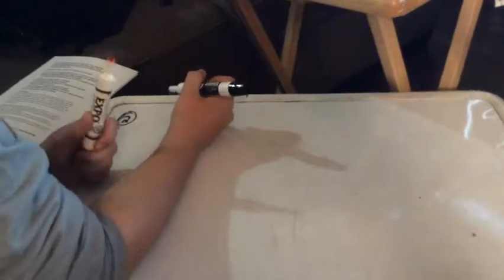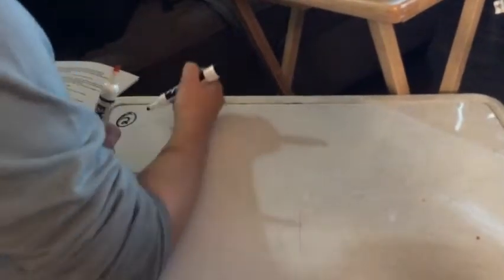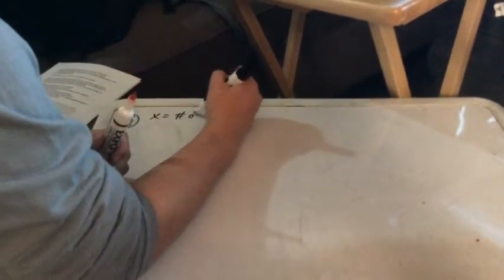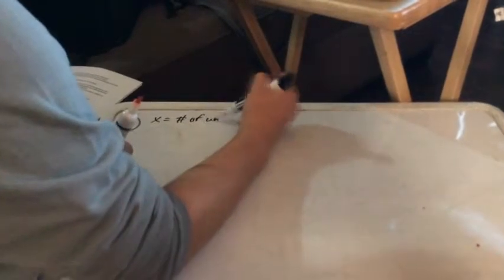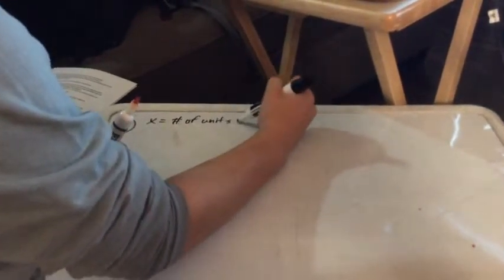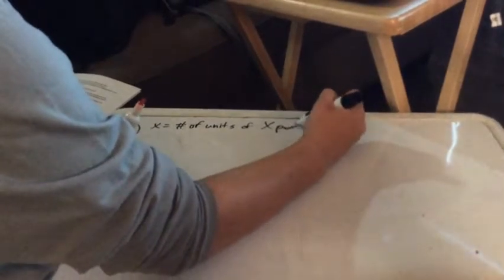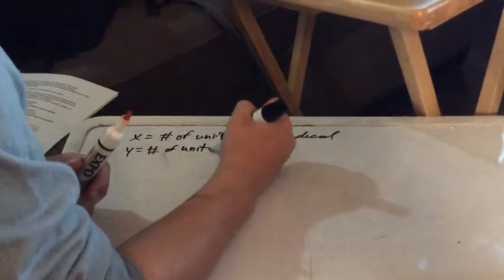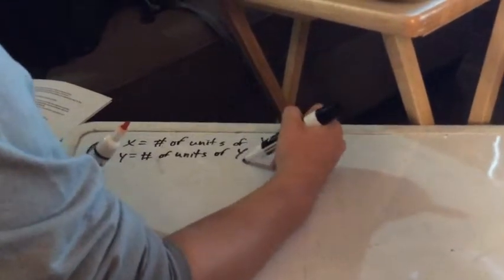So, this one's going to be a little more challenging. So, I'm going to start with my variables. So, we'll make it easy. So, X is number of units of X produced. And we'll make Y the number of units of Y produced.